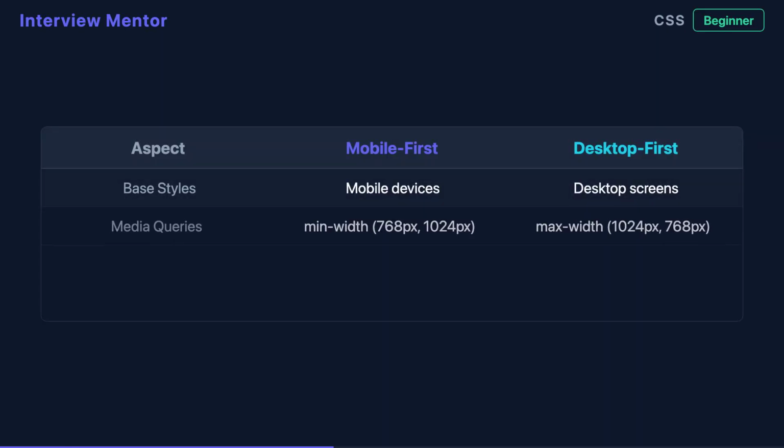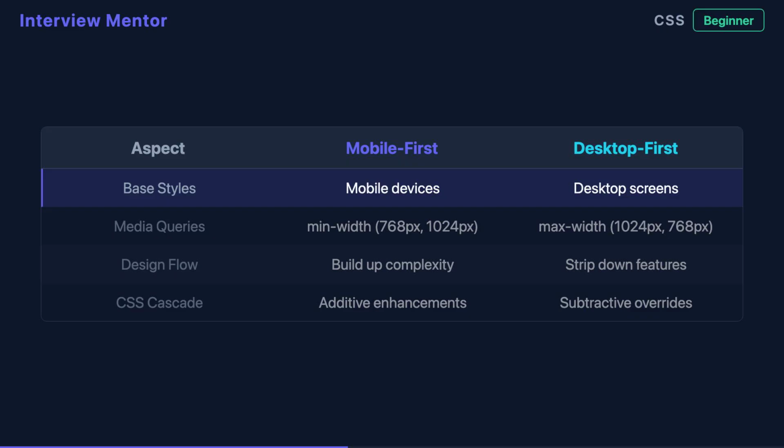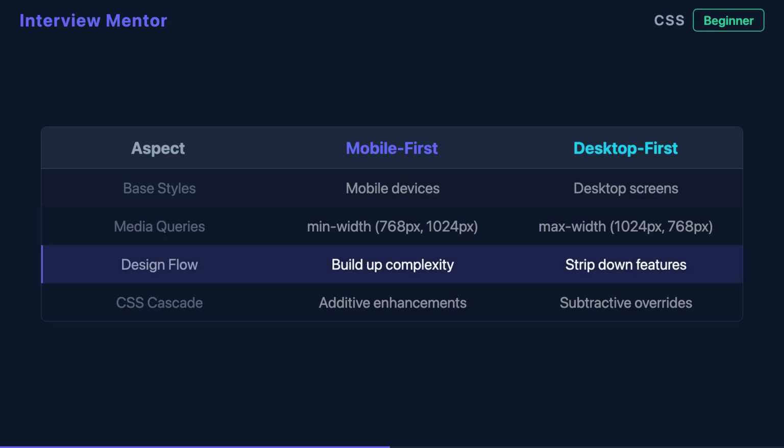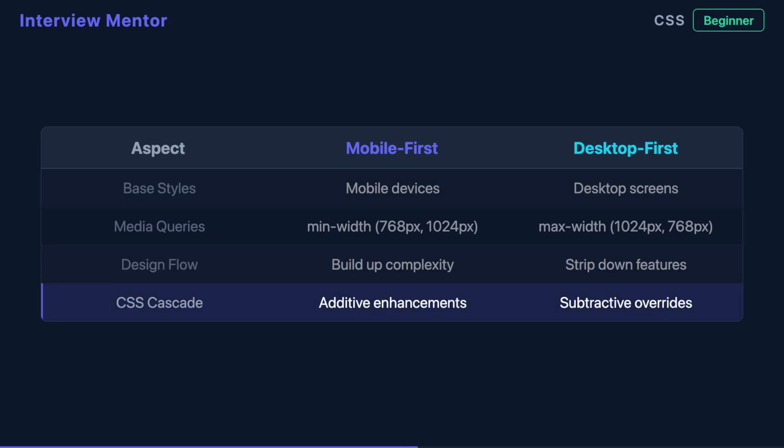The technical difference comes down to the media query direction. Mobile first uses min-width queries that trigger as screens get larger, while desktop first uses max-width queries that trigger as screens get smaller. This fundamentally changes how your CSS cascades and how you think about responsive design.